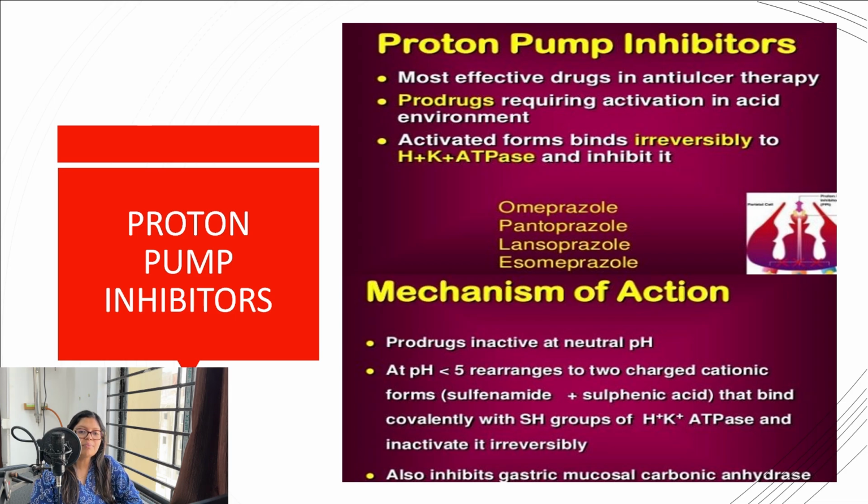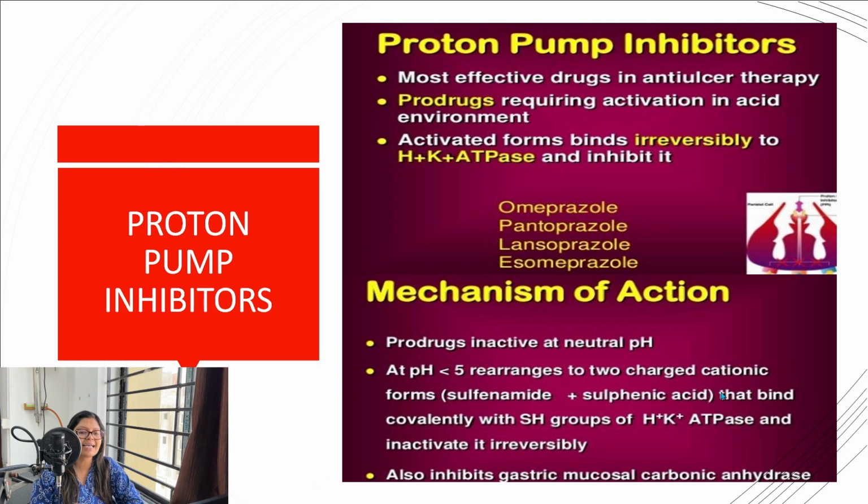Now let's look into the mechanism of action. What are they doing? They are basically prodrugs. What is the concept of a prodrug? A prodrug is the inactive form of a drug that is converted to the active form. How do these prodrugs act? They act by neutralizing or reducing the pH. And how does this occur? It inhibits or reduces the gastric mucosal carbonic anhydrase.